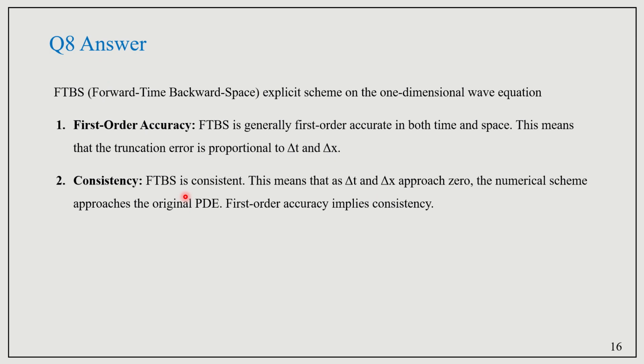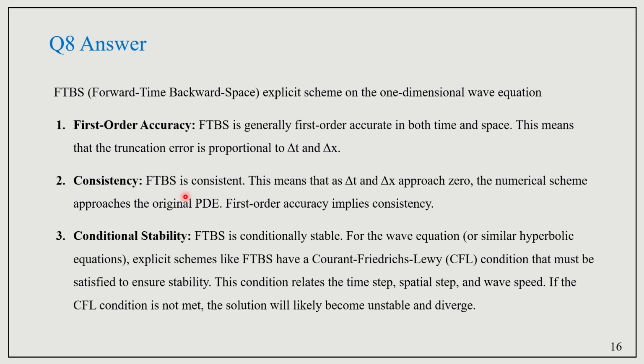So as delta t and delta x approach 0, the numerical scheme approaches the original PDE, and therefore we can say that it is a consistent scheme. And the last one is conditional stability. So we sometimes say that an equation is stable under a few conditions, while some schemes will be unconditionally stable. For example, implicit schemes will mostly be unconditionally stable. They do not depend on the time step values or grid spacing values. So we call them unconditionally stable.